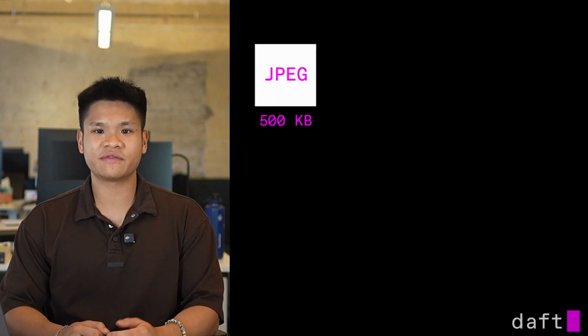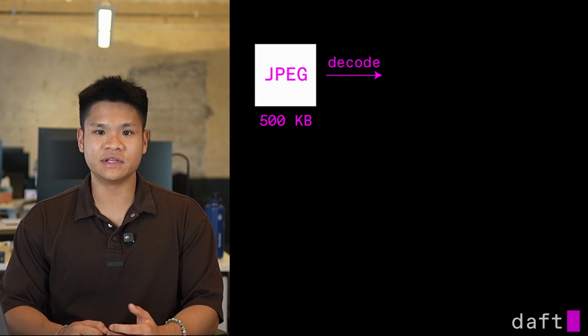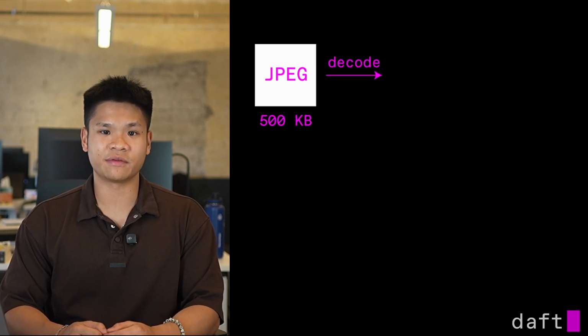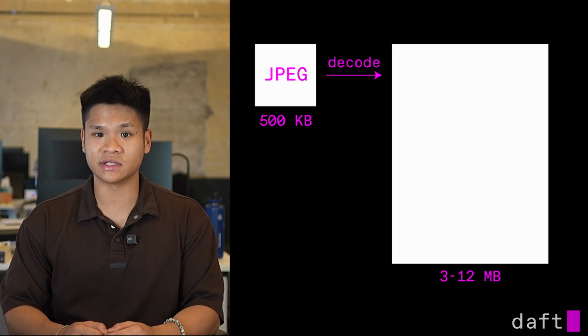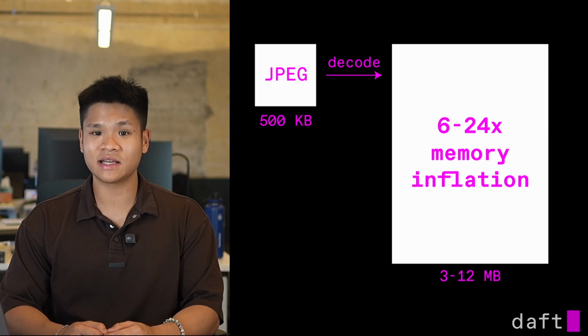Here's what happens when you process a single image. Start with a 500 KB JPEG file. When you decode it for processing, that becomes anywhere from 3 to 12 megabytes of uncompressed pixel data depending on the image dimensions. That's a 6 to 24 times memory inflation just from decoding.